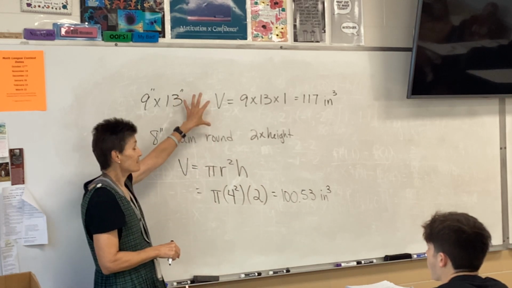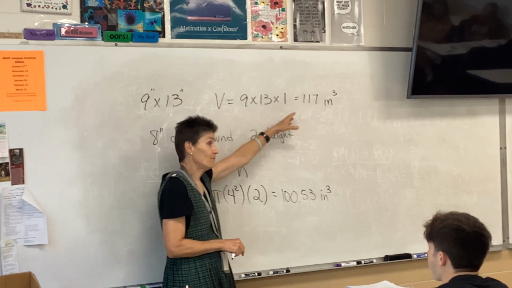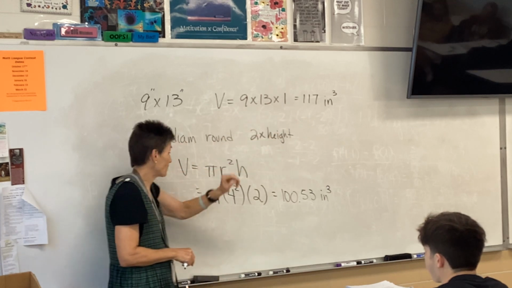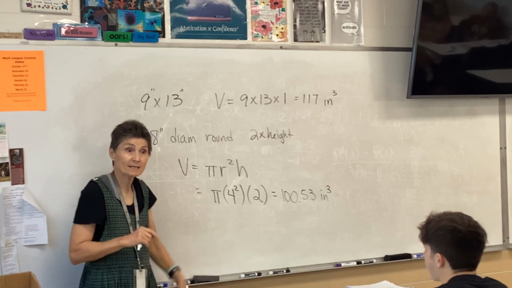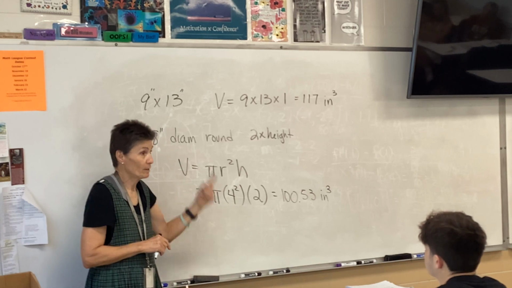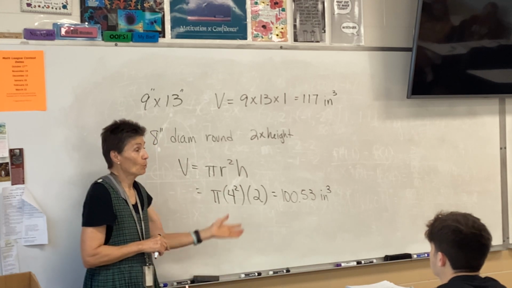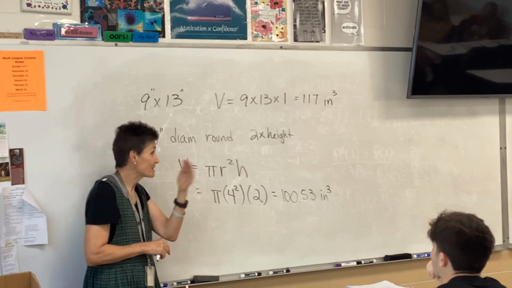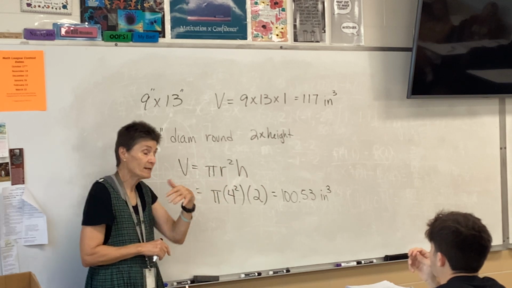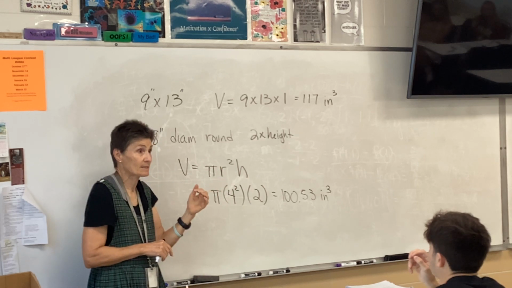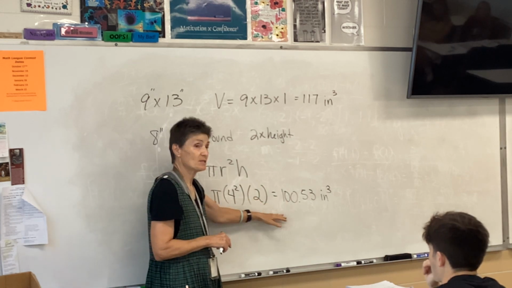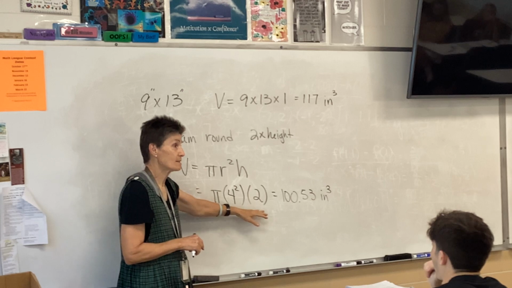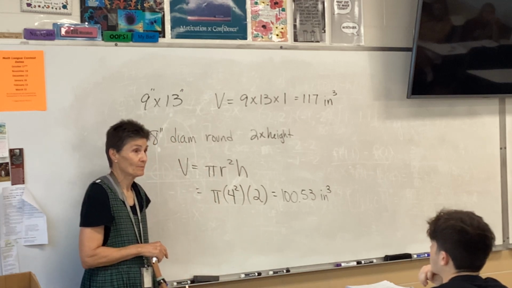So if you buy this cake, you get 117 cubic inches. If you buy this one, you get 100 cubic inches. So which is the best deal? The top one. Now, in the real world of business and economics and running a company and selling cakes, do you think anybody would ever buy this one?